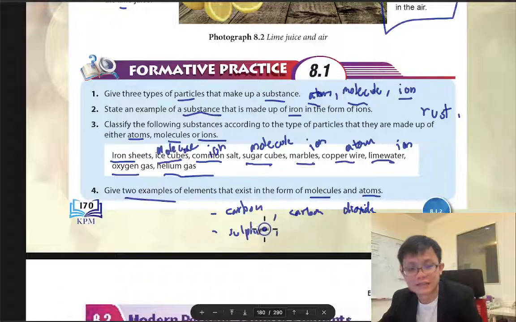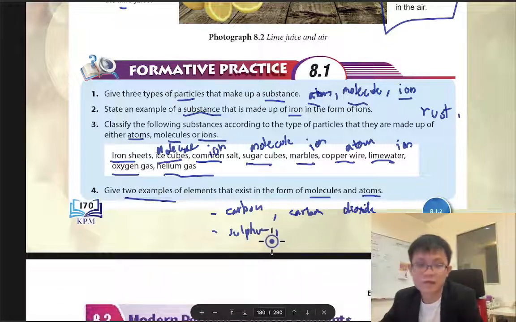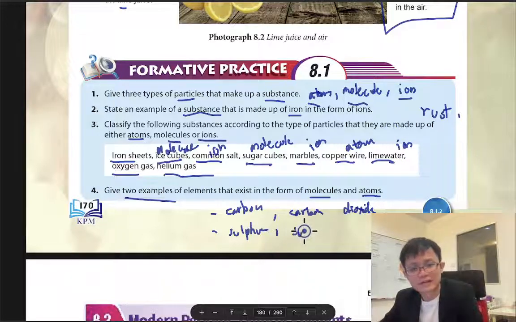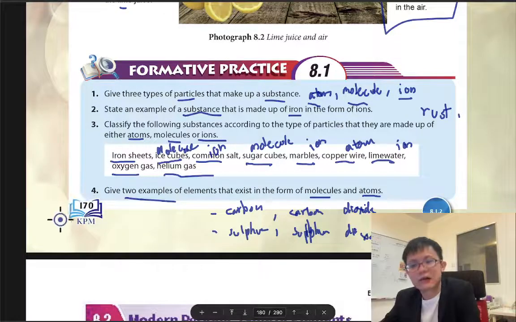Sulfur is the sulfur powder that maybe you use in your science lab. You want to burn the sulfur, and then we also can get sulfur dioxide. Or maybe we can use magnesium powder.